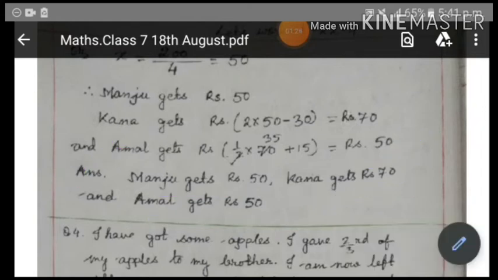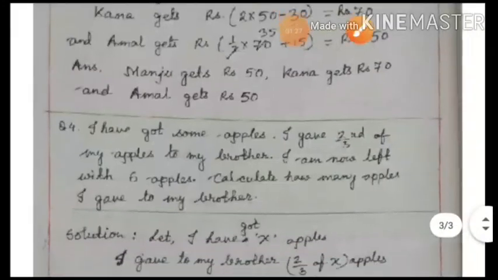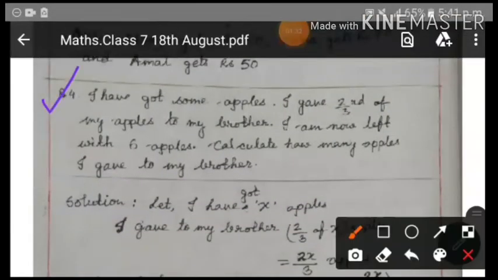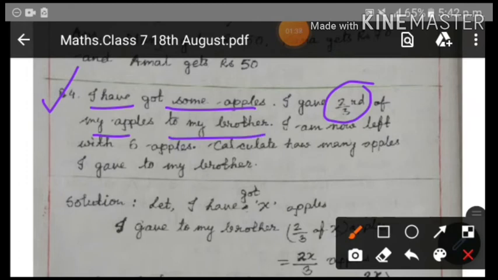Done. Now let us move to the next sum. Question number 4: I have got some apples. I gave 2/3 of my apples to my brother. I am now left with 6 apples. Calculate how many apples I gave to my brother.